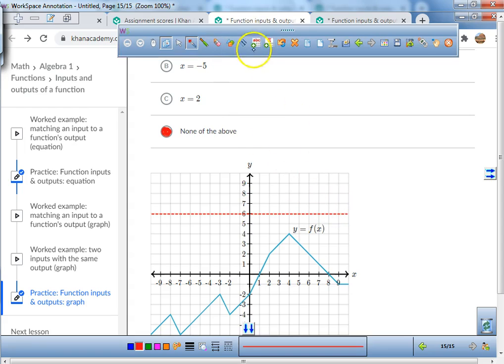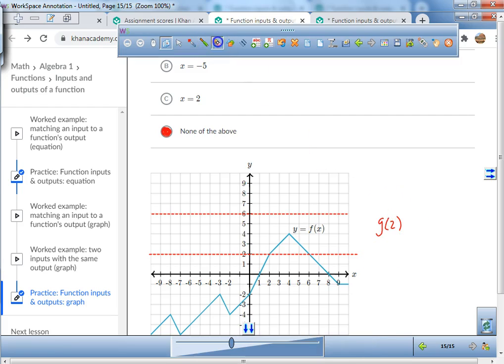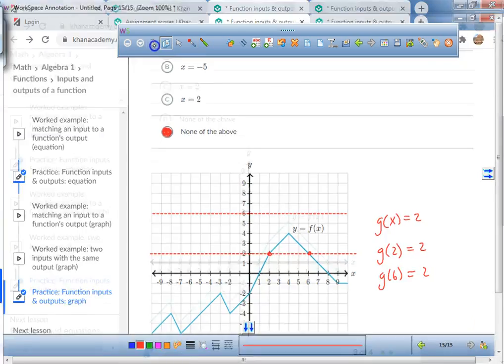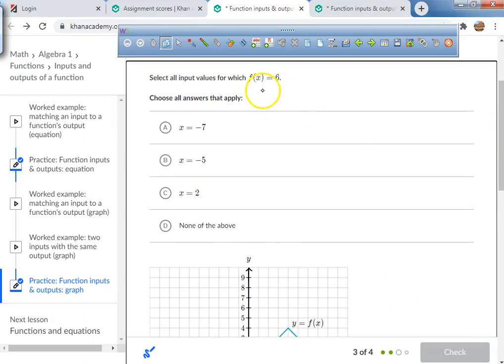Now, what if I said g of x equals 2, my apologies, what would be my two answers? 2 and 6. So I could say g of 2 equals 2 and g of 6 equals 2. So here I'd have multiple answers, but there I have none because it said f of x equals 6. All right, so I'm hitting none of the above.